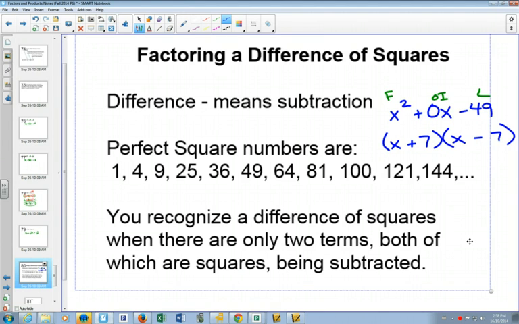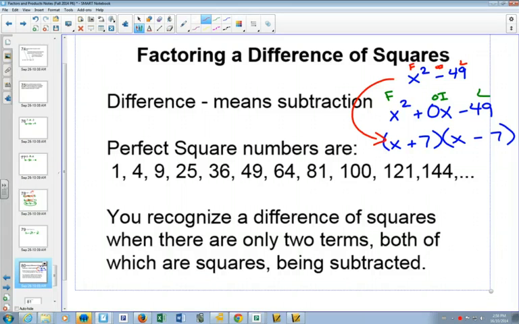The difference this time is they'll never write the plus 0x because nobody writes plus 0x. This will just start off as x squared minus 49. But you'll still be able to factor it because there's still a first term, a last term, and the outside and the inside just disappeared. Does it make sense? Can you see that they would just disappear? And you can go directly from this to that for factoring.